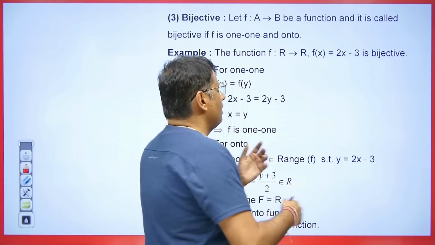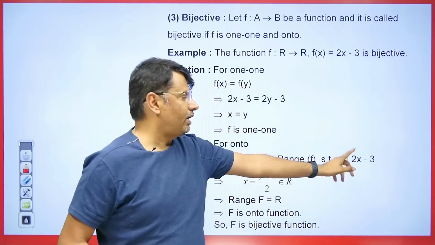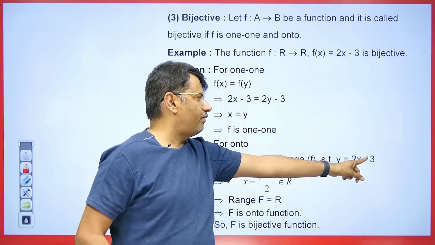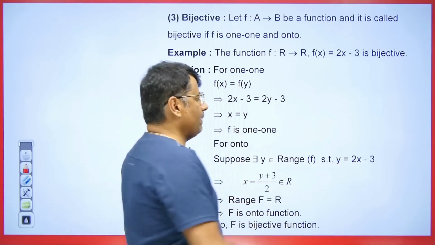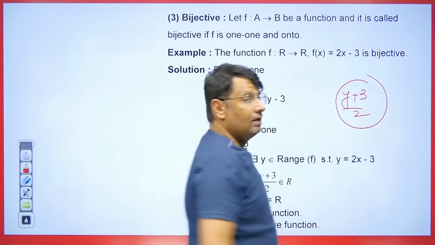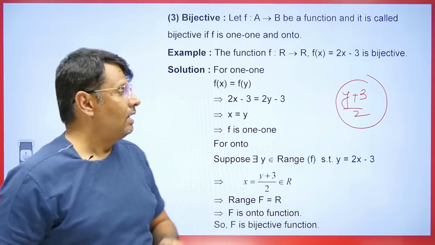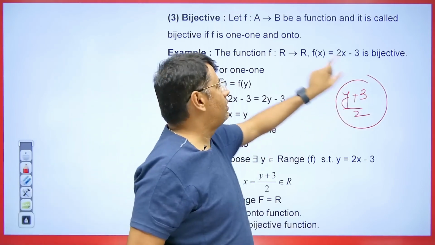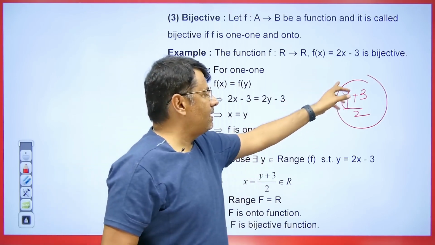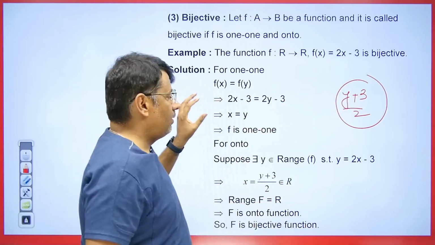For an onto function, we need to check if every element in the codomain has a corresponding element in the domain. So students, we will set the equation equal to y. Solving for x, we get x = (y + 3)/2. And keep in mind, (y + 3)/2 is the pre-image, okay? Because if y is a real number, then this must also be a real number. Am I right or not? And (y + 3)/2 is coming, it is a real number. It simply means that the function is onto.